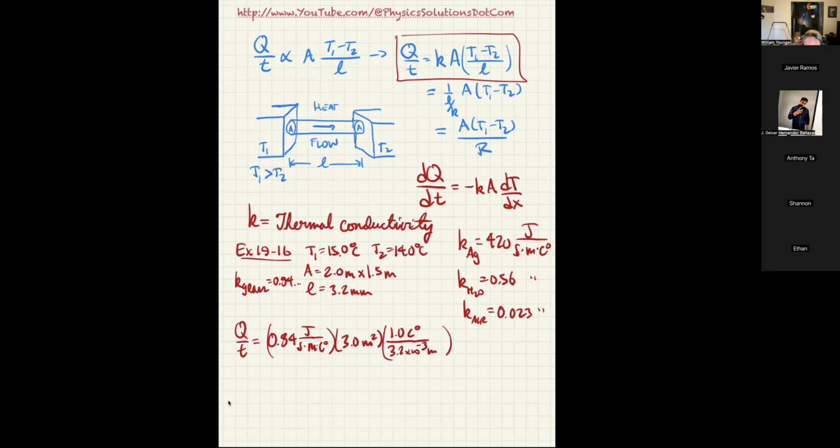Now you can see that the meter on the bottom cancels out with a meter squared in the area, and all we get is 0.84 times 3 times 1 divided by 3.2 times 10 to the negative 3, and that gives me 787.5, which is more sig figs than we have, obviously. And that comes out in joules per second, or watts.